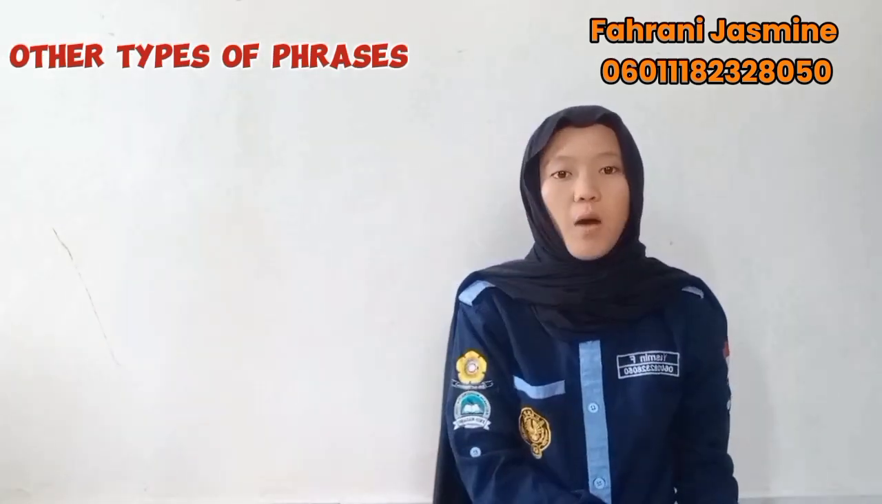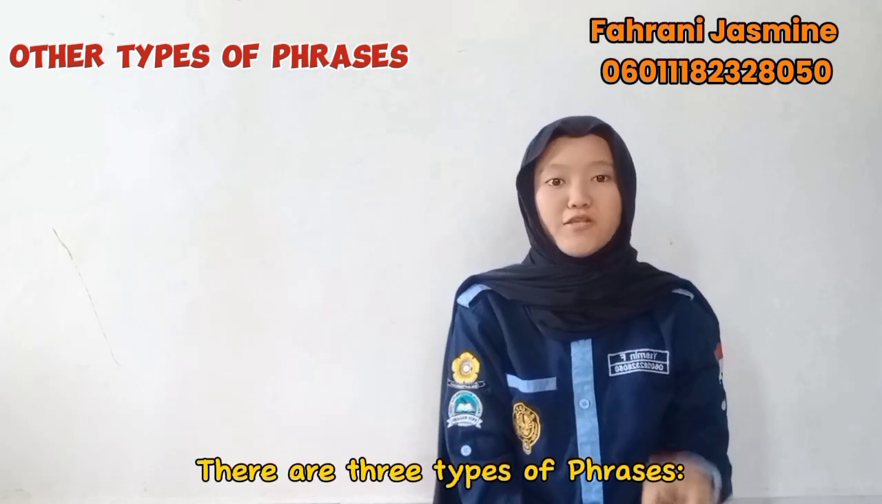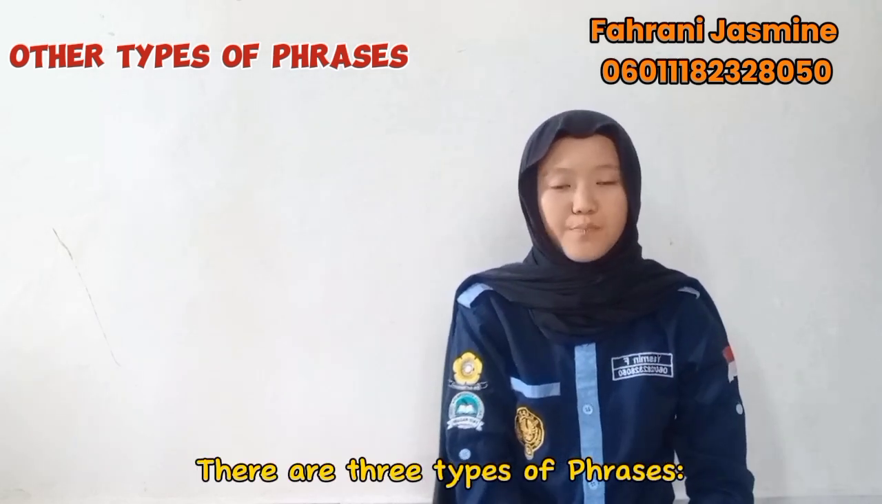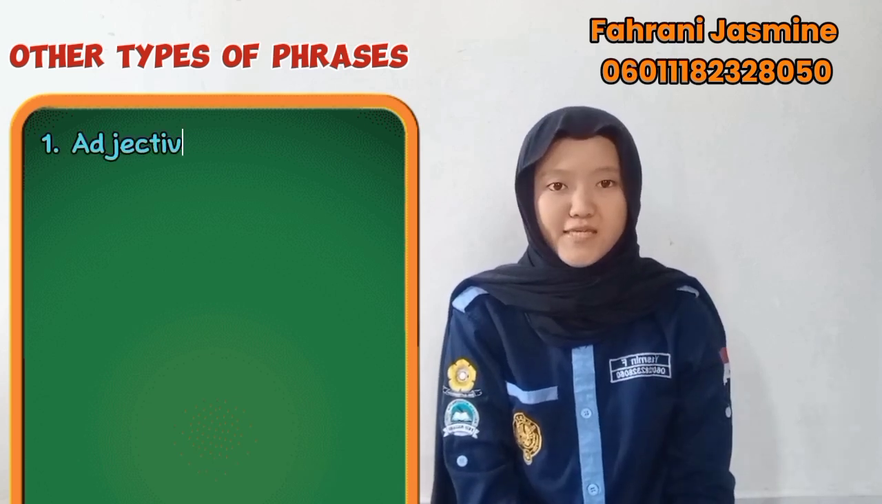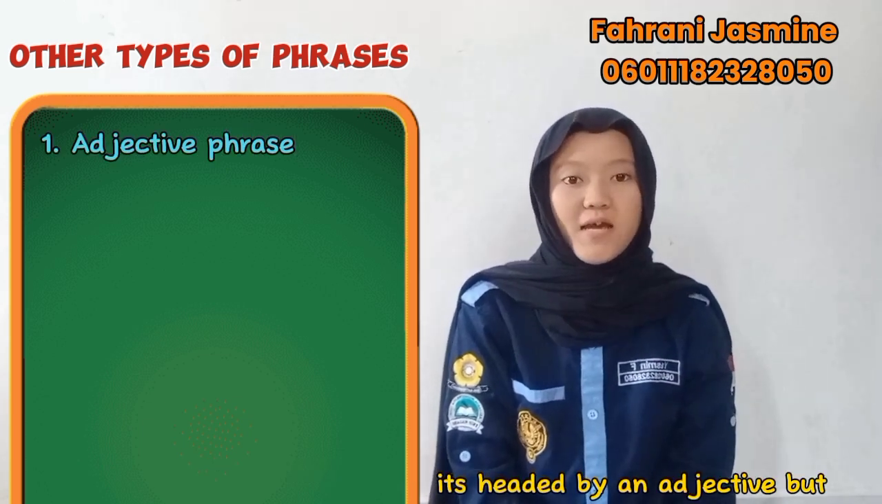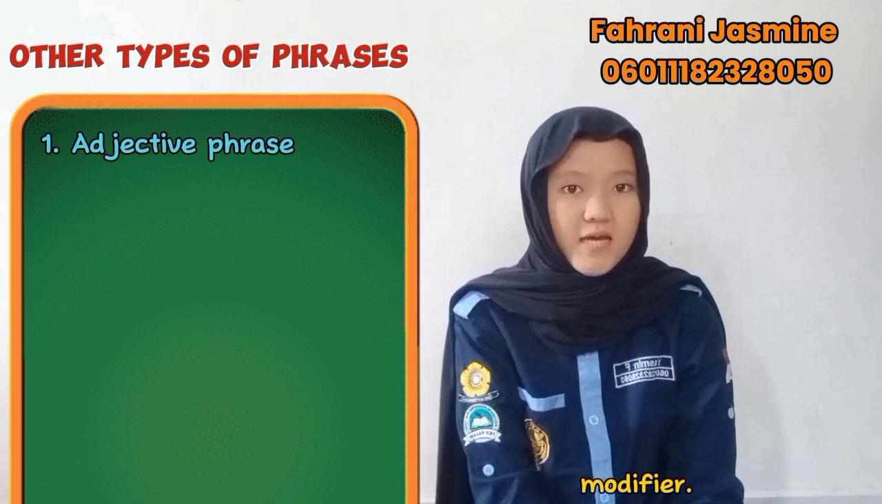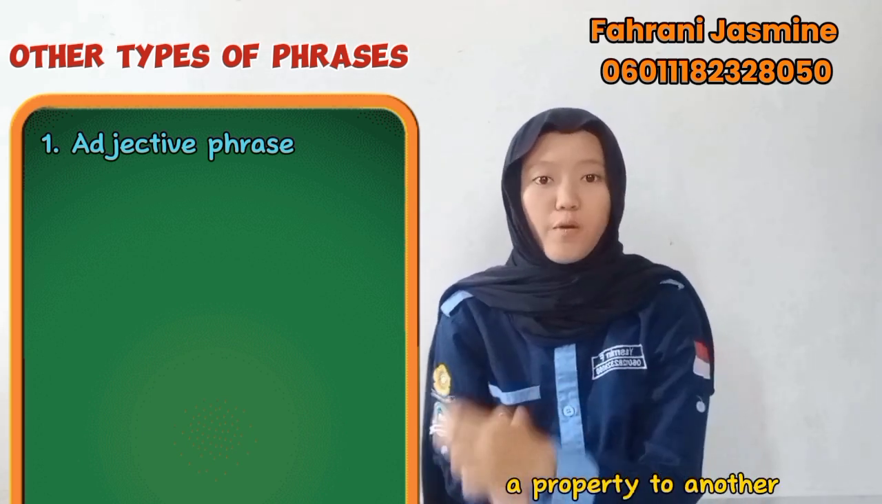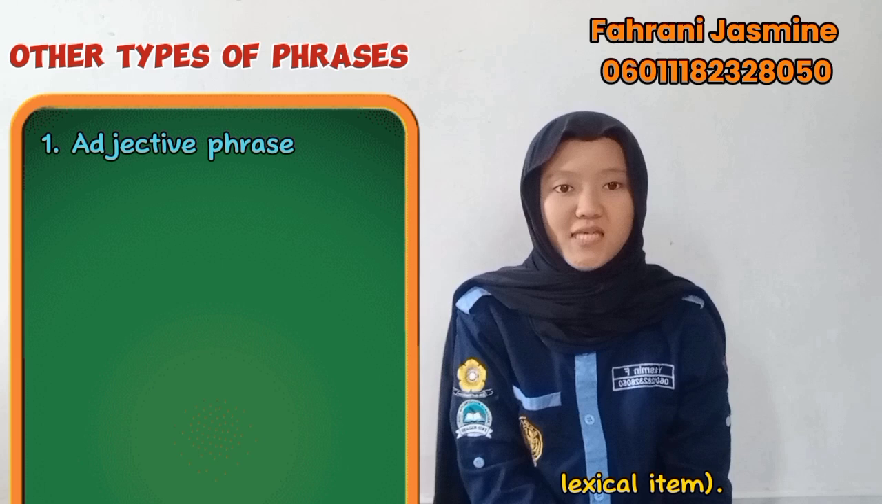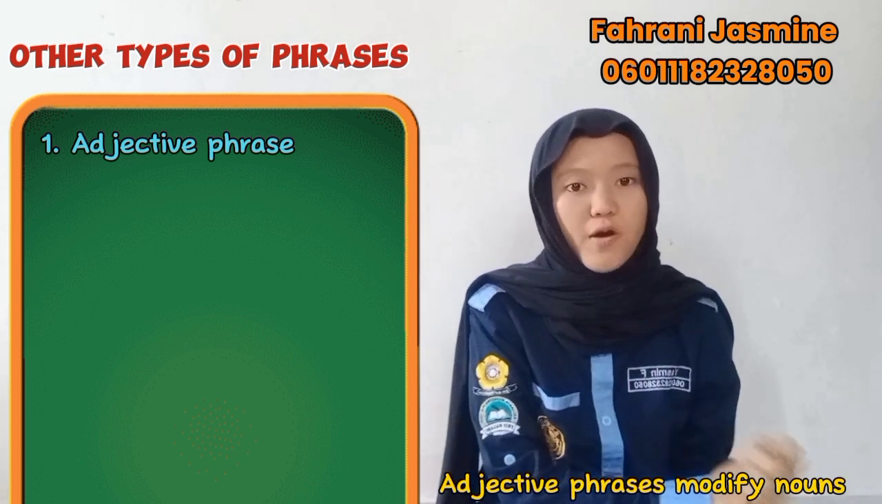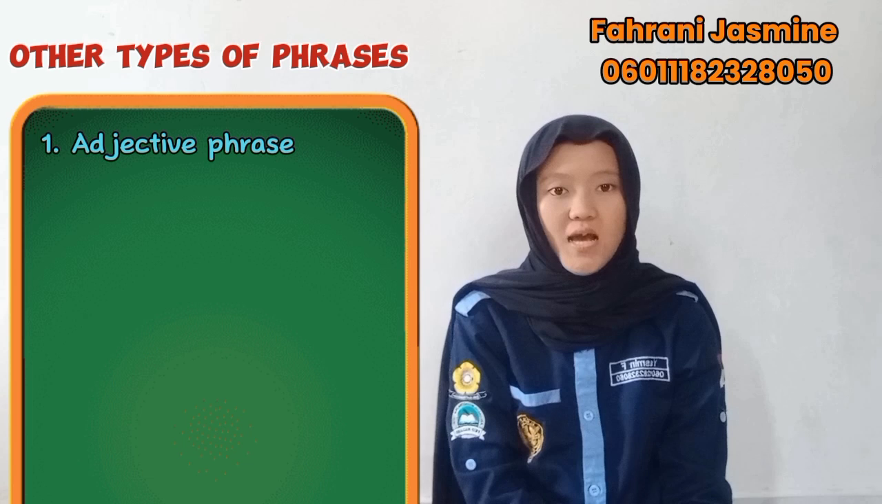Next, other types of phrases. There are three types of phrases. 1. Adjective phrase. It's headed by an adjective that might also include an adjective modifier, an element that adds a property to another lexical item. Adjective phrases modify nouns.